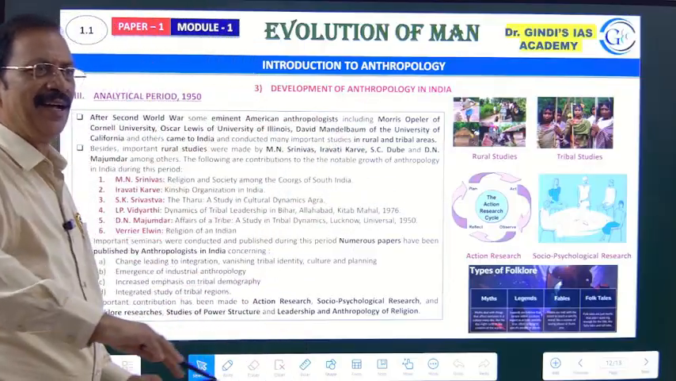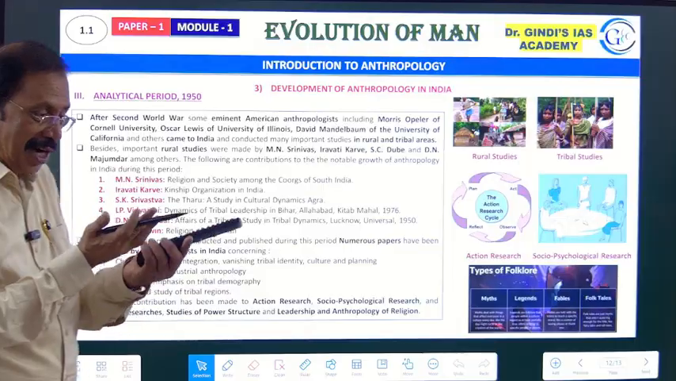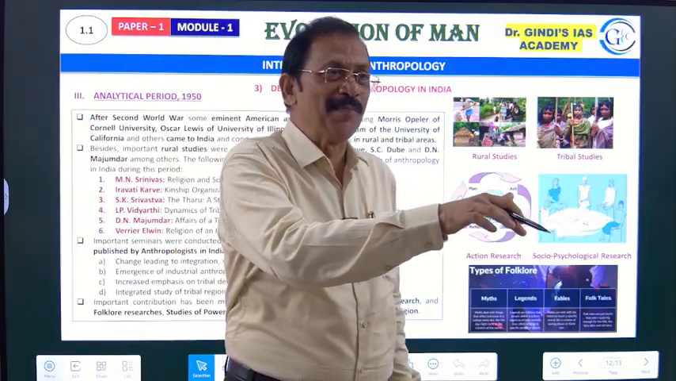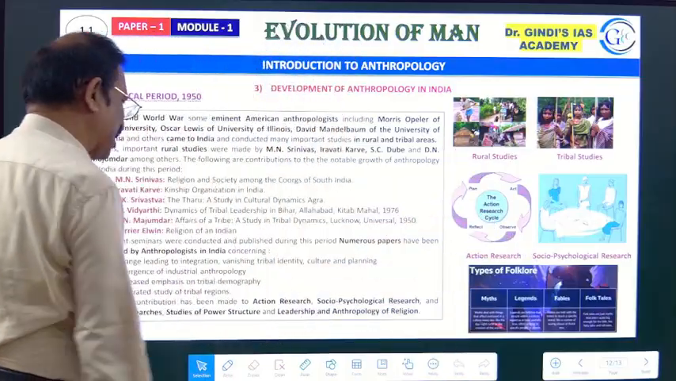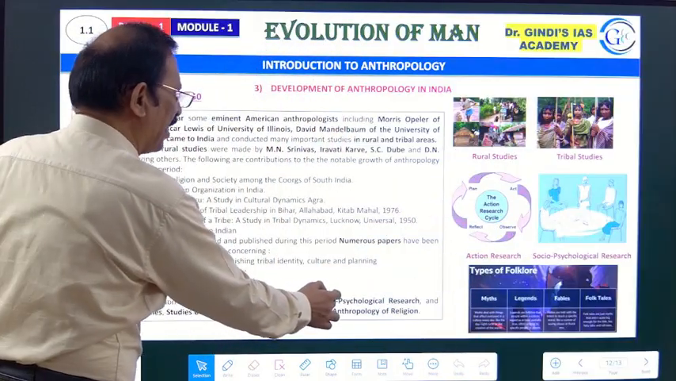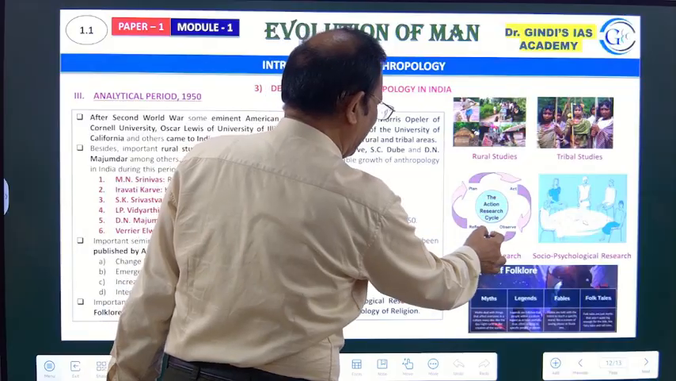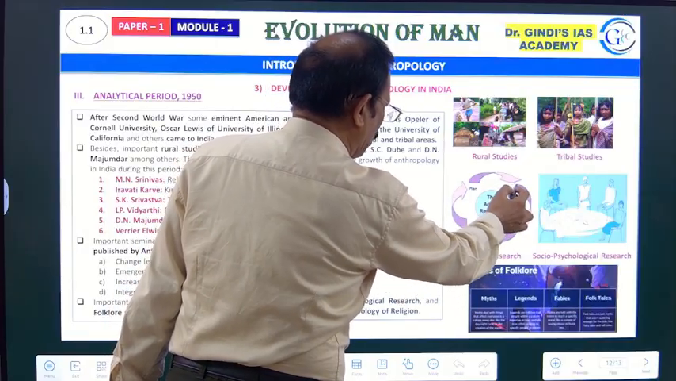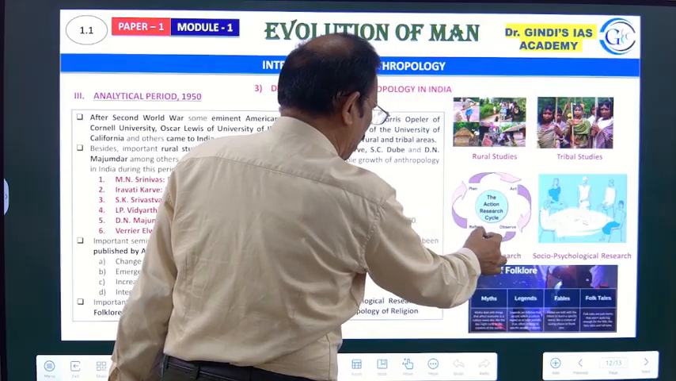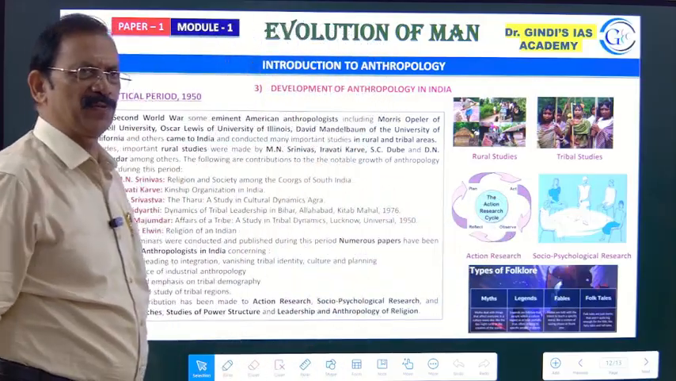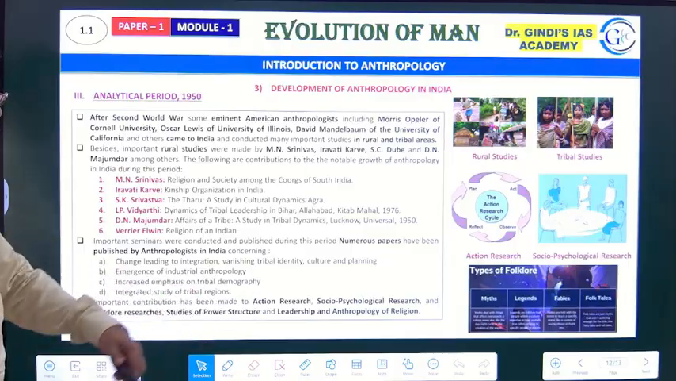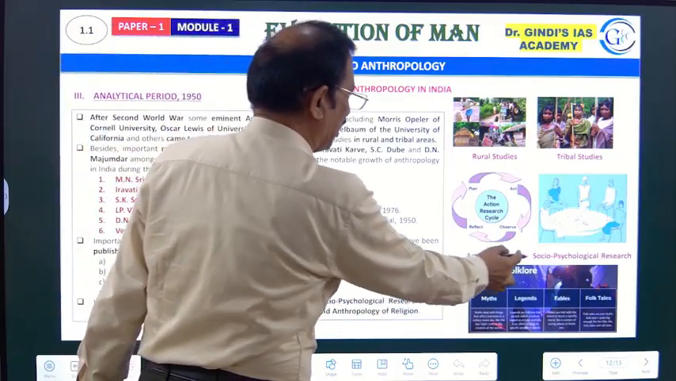Then action anthropology, action anthropology, not applied anthropology. You have to come into the action. This is called anthropology action research, and here you can do the action research cycle. So reflect, plan, and the plan should be implemented, act, and you have to observe, and it should be reflected like this. I will explain. So this is called action research and socio-psychological research.